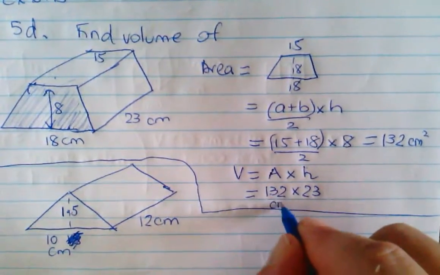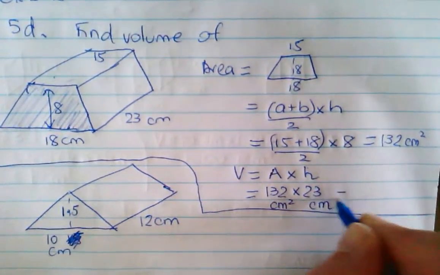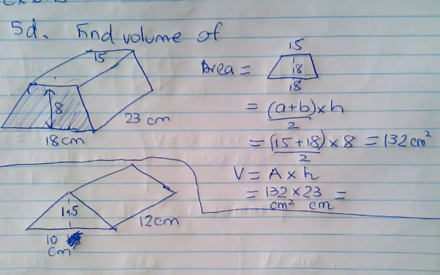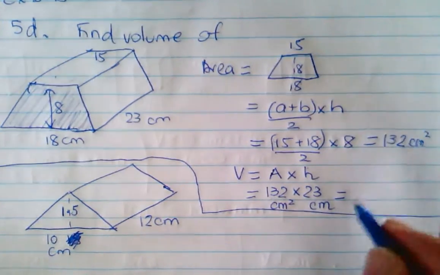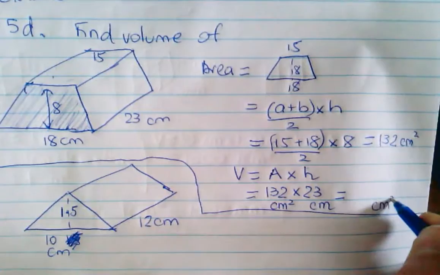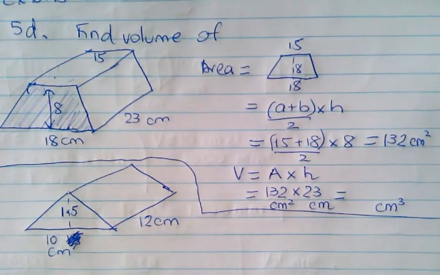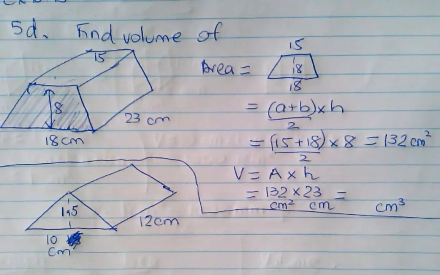Now notice this is centimetres squared times centimetres. Centimetres squared times centimetres is centimetres what? Cubed. But someone needs to tell me what 132 times 23 is.